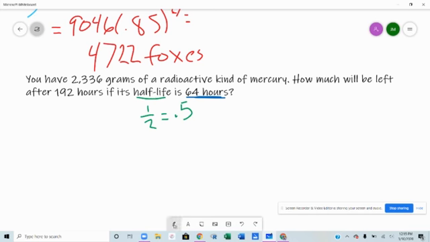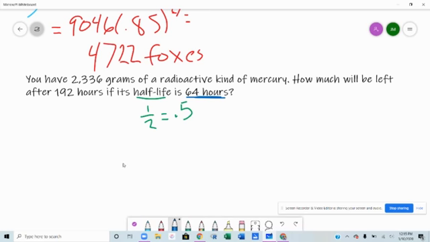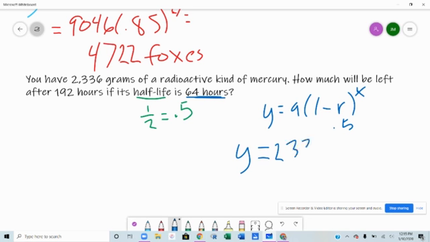So our equation is going to start out similar. The nice thing with half-life is we always know that our rate is 0.5. So y equals a times 1 minus the rate, to the power of x. And we always know that rate is going to be 0.5 because it is half. And 1 minus 0.5 gives you 0.5. So we have y equals a, which is your starting amount, 2,336, times 0.5 to the power of x.